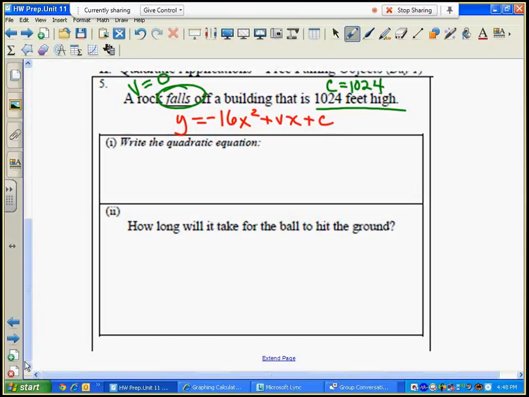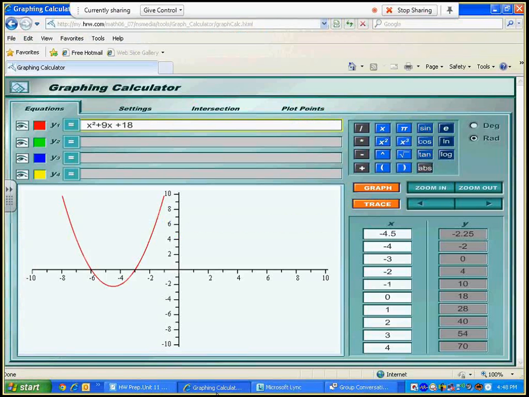Okay? So let's write the quadratic equation that goes with that. I'm going to replace the v with 0 and the c with 1,024. So y equals negative 16x squared plus 0x. I can leave that out if I wanted to. Plus 1,024. Okay. That is the equation that will eventually give us the correct answer. Okay, so let's put that into the online graphing calculator. Negative 16x squared plus 0x plus 1,024.